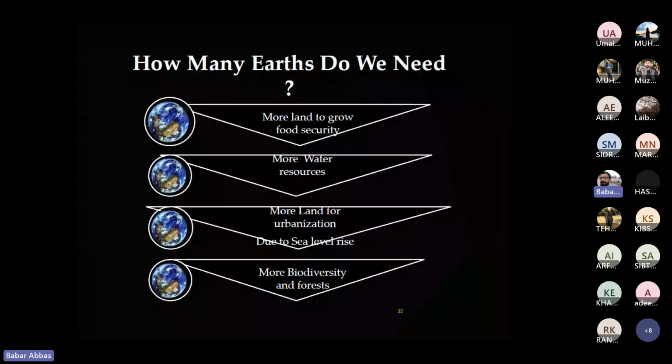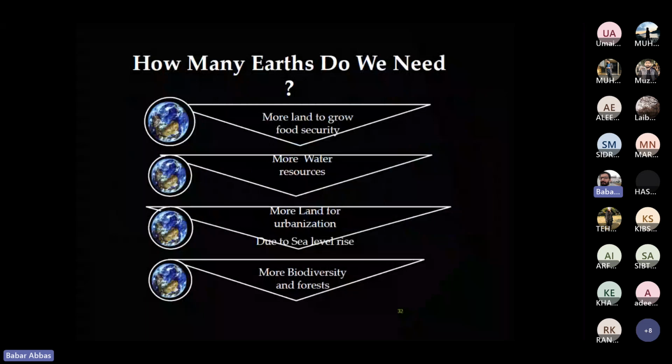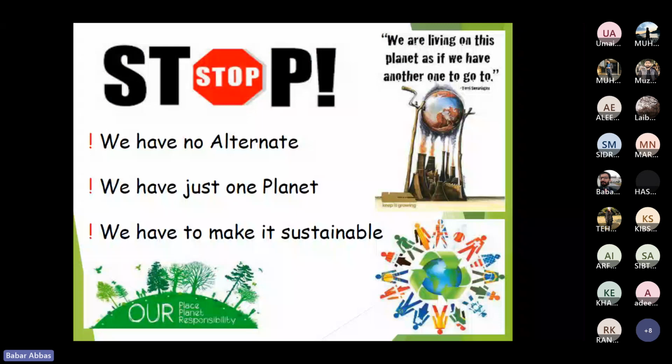All of these things cannot be availed from different planets. All of these things should be present on the single planet that we have here. So we don't have any alternative. We have to stay over here. We have to use these resources in a way that they would be available for the next generations, and we are not putting much effort into protecting these resources. So we must stop this kind of behavior and attitude, and we should look into the alternatives.